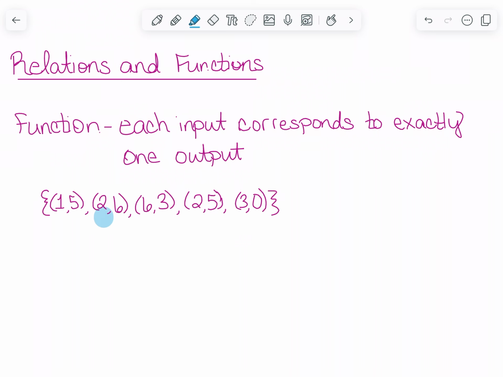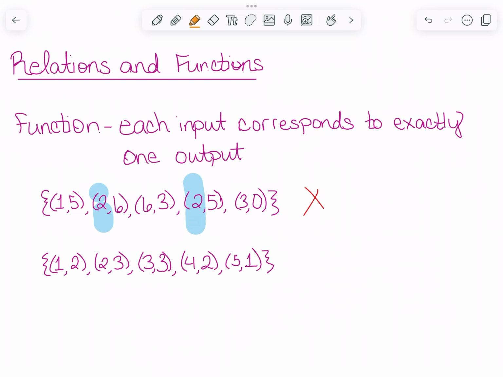As an example, if I look at this relation here, I can see that the 2 occurs twice as my input values, so that tells me that this is not, in fact, a function. On the other hand, if I look at this relation here, I can see that my input values are 1, 2, 3, 4, and 5, which are all different, which means this set of ordered pairs is a function.